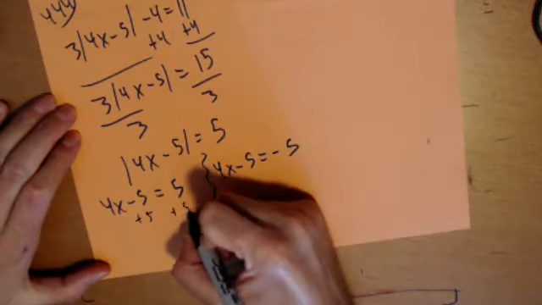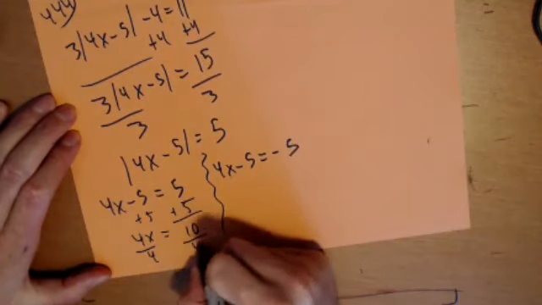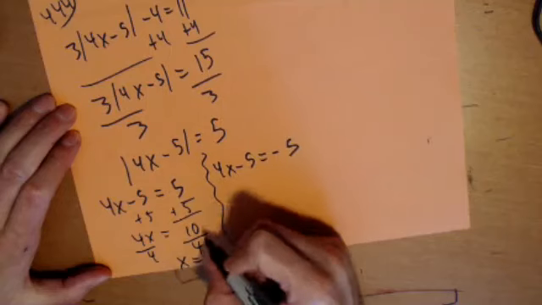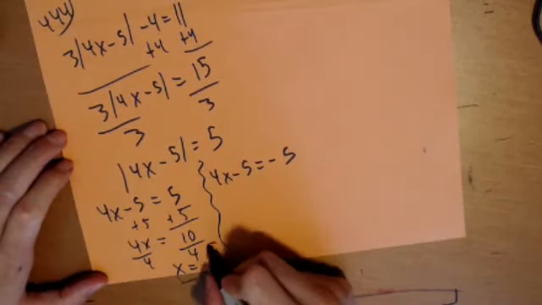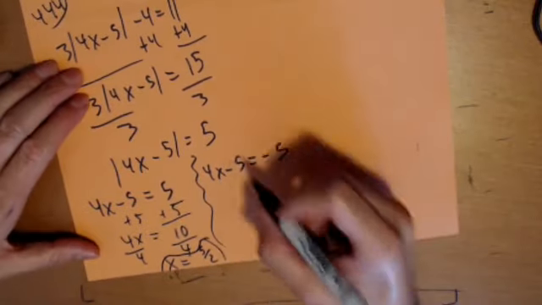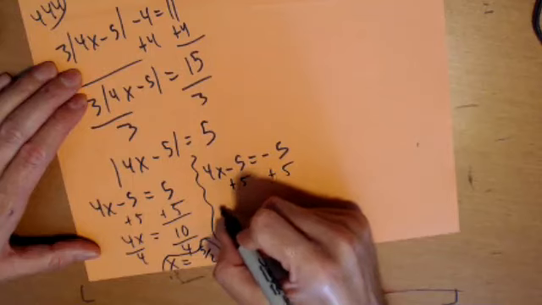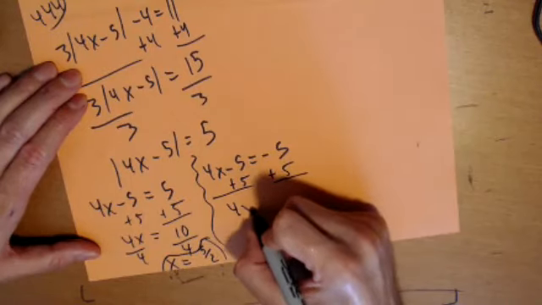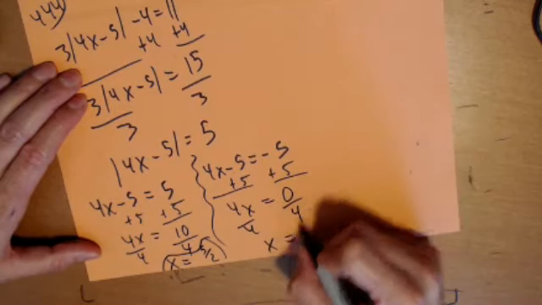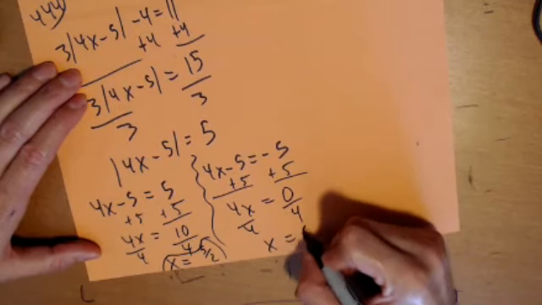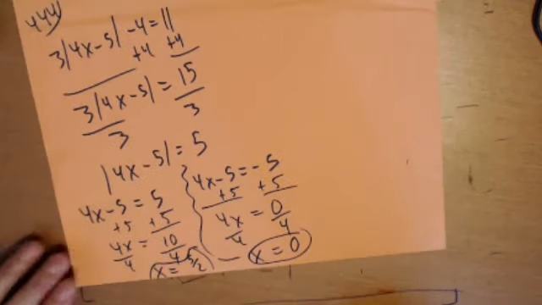Add 5, add 5. 10 over 4, that reduces to 5 halves. Okay, there's one answer. And then over here, add 5, add 5. That gives me a 0. Divide by 4, divide by 4. 0 over 4 is just 0. So there's my answers, 5 halves and 0. 2 answers. Okay.